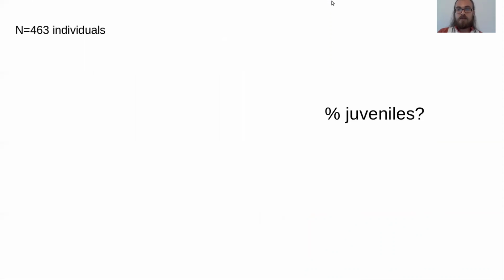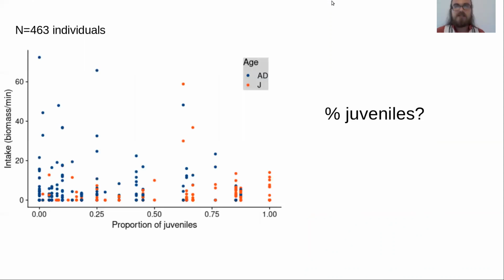Okay, so what about proportion of juveniles? I'm about to show a bunch of graphs. All of them have this intake rate in terms of the amount of biomass over time. Don't worry too much about the units. And I'll always be showing adults in blue, juveniles in red, with the variable of interest on the x-axis. And I analyze all these data using GLMs. So what about the proportion of juveniles? It did not have any significant effect on the intake rate.